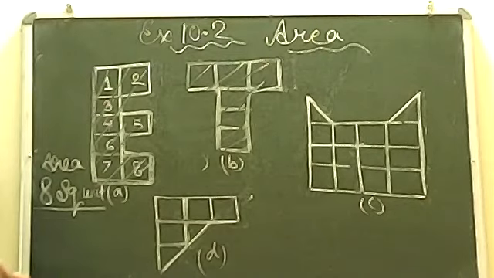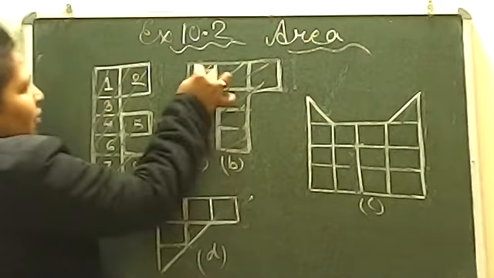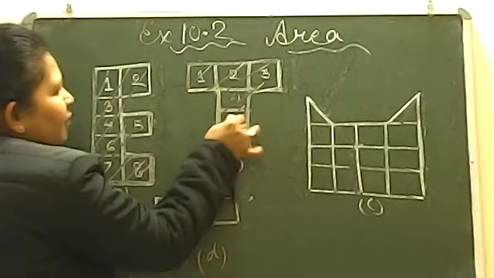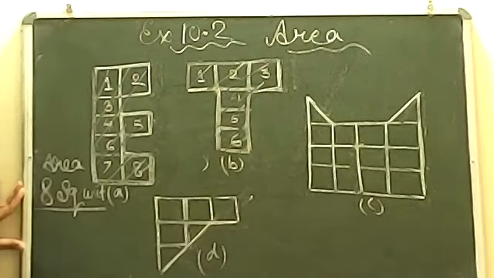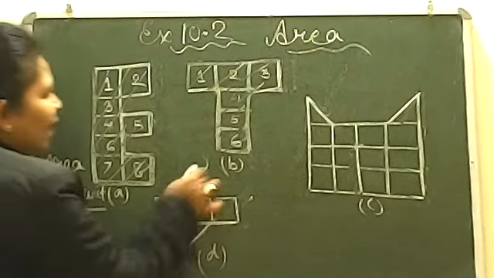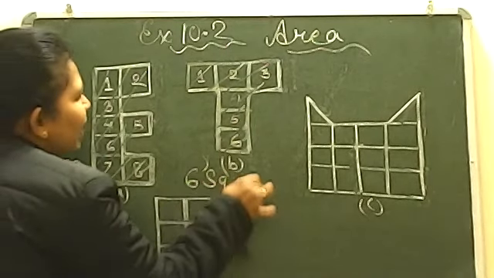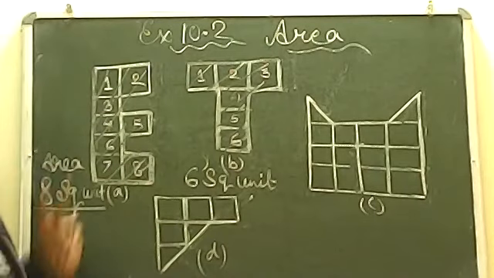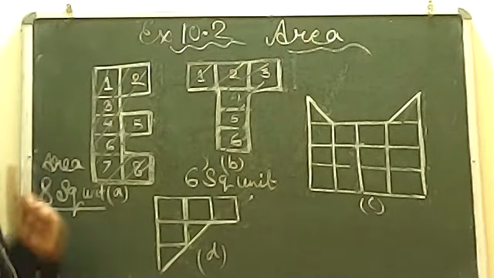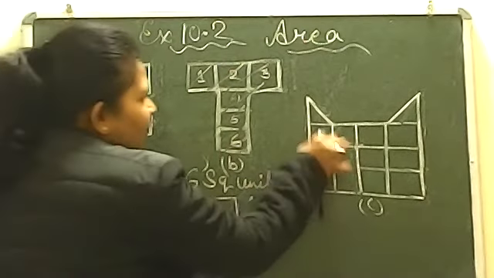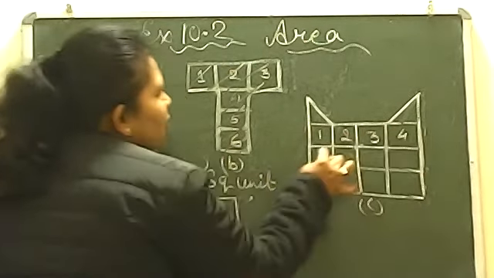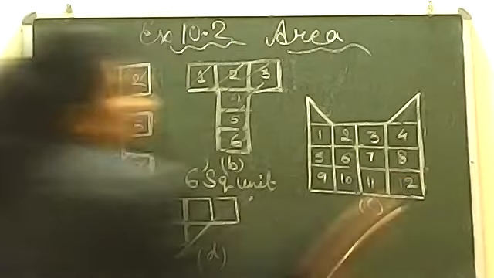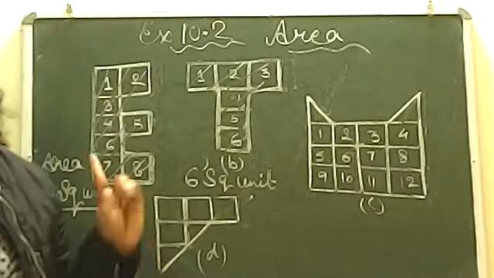Now move on to the second figure which I have drawn. 1 square, 2 square, 3 square, 4 square, 5 square, and 6 square. It means in my second figure I have area as 6 square units. So 6 square units will be the second answer. Now move on to the third figure, that is figure C. So here I have 1, 2, 3, 4, 5, 6, 7, 8, 9, 10, 11, 12. I have a total of 12 complete squares.